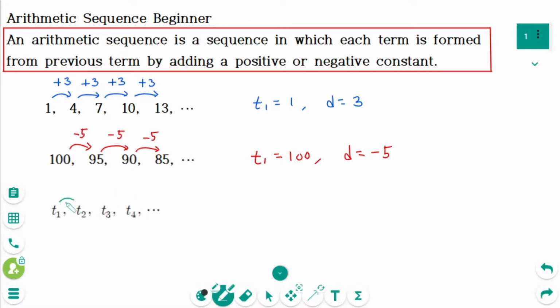The first term plus the common difference d equals the second term. The second term plus d equals the third term. The third term plus d equals the fourth term. In the arithmetic sequence, the common difference d equals t2 minus t1. We can rewrite it as t3 minus t2 or t4 minus t3. Therefore, common difference d equals tn minus t(n-1).